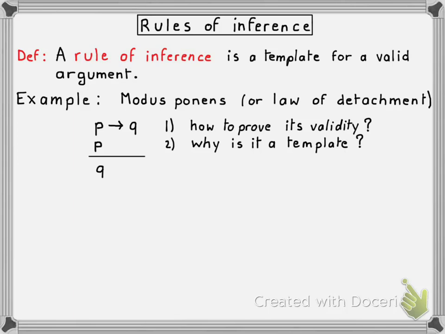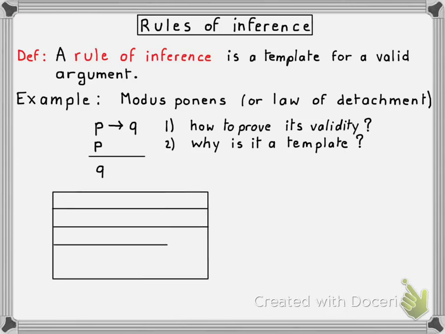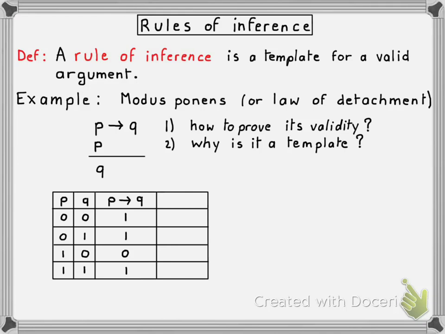So let's do it. Since the three propositions only use two propositional variables, the truth table will have 4 rows. And the next column will be for the first premise, P implies Q, which we can fill in now since we know this conditional truth table by definition, by heart. Then we're going to add a 4th column for the second premise, and then a last and 5th column for the conclusion, Q.